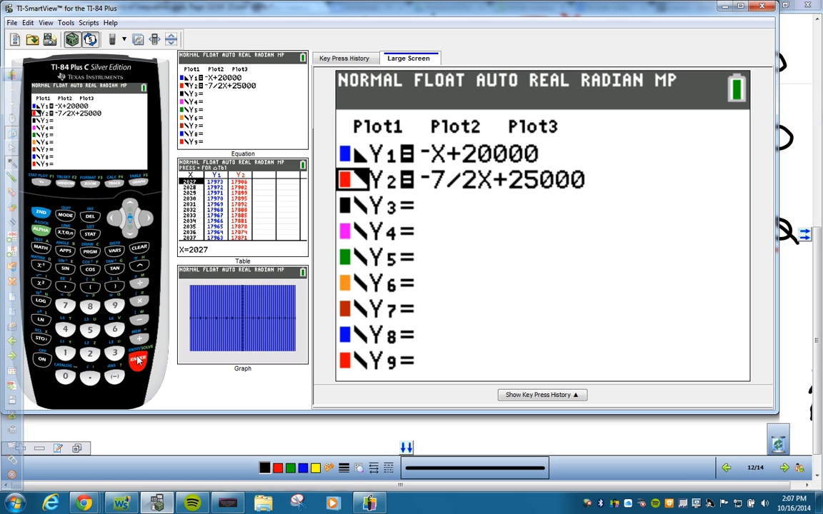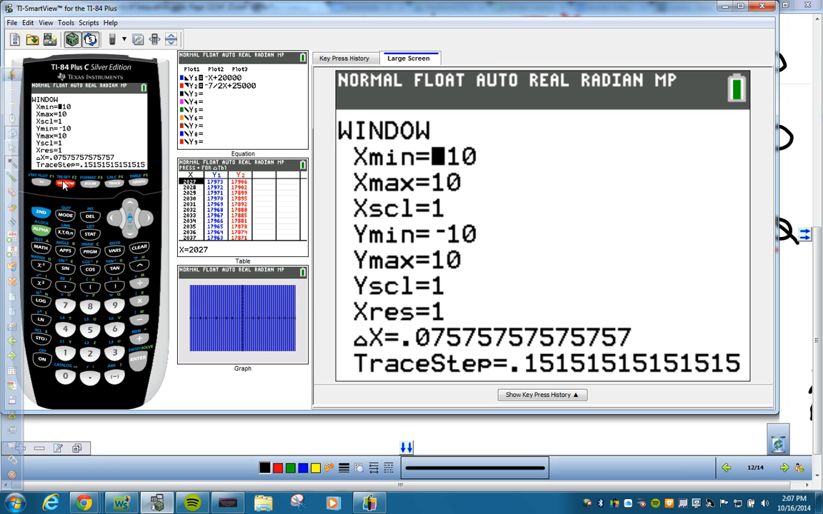So we want the top one less than and the bottom one greater than. Now we have to adjust the window. Adjusting the window is kind of a pain in the neck because the numbers are so big, it makes it difficult. So I'm going to do the y's first. Our smallest y-intercept was 20,000, so I'm going to go 18,000. Our biggest y-intercept was 25,000, so I'm going to go 27,000.